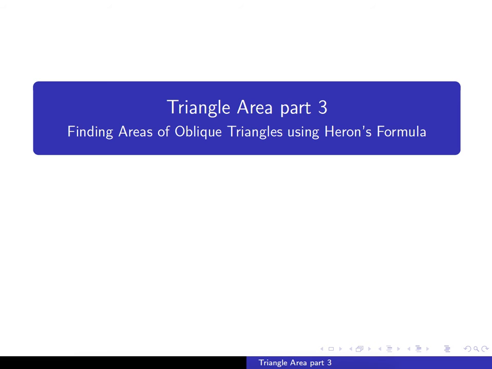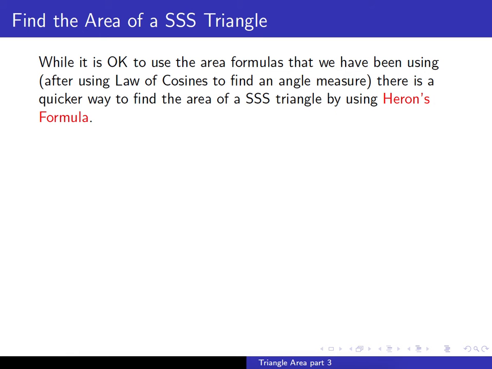Alright, in this video we're going to find areas of oblique triangles using Heron's formula. So for this one we're going to be finding areas of side-side-side triangles. And while we could use the area formulas we've been using after we use law of cosines to find one of the angle measures, there is actually a quicker way to find the area of a side-side-side triangle by using what is known as Heron's formula. We don't really need to get any trigonometry involved at all.